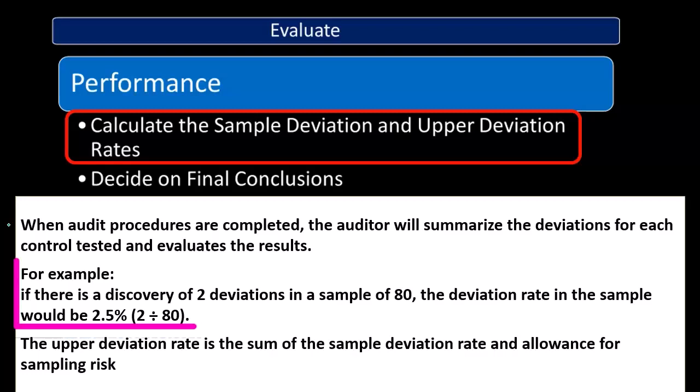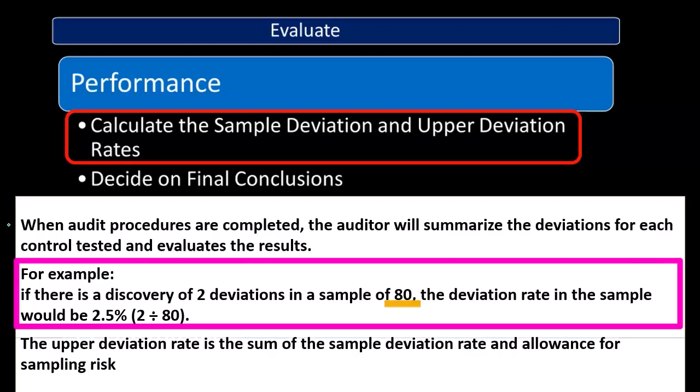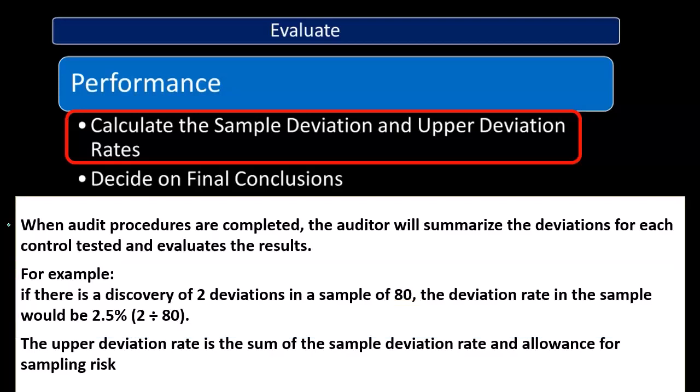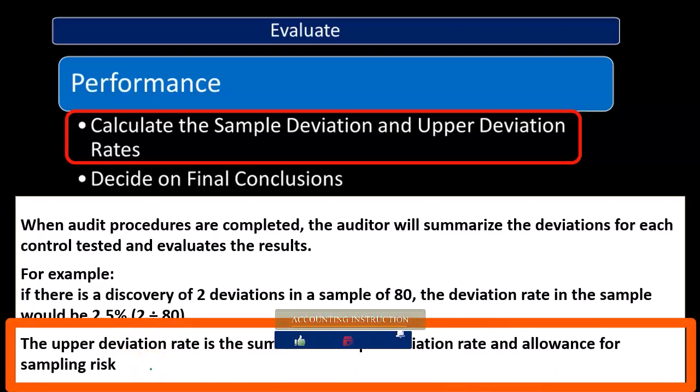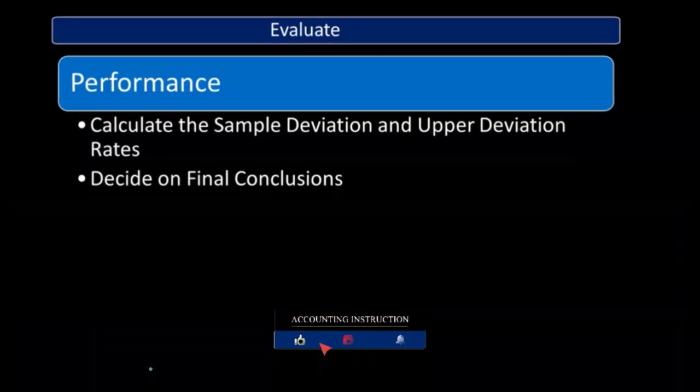For example, if there are 2 deviations in a sample of 80, so we had a full sample of 80, that's how many things we tested, and we found 2 deviations. In our example, we're talking about some purchase document that we're testing for a check of controls indicated by an initial, then we have found the initials. We didn't find the initials on 2 items. Those are going to be the deviations out of the 80. The deviation rate in the sample would then be 2.5%, or 2, the deviations, divided by 80, the sample that we had. The upper deviation rate is the sum of the sample deviation rate and the allowance for sampling risk.